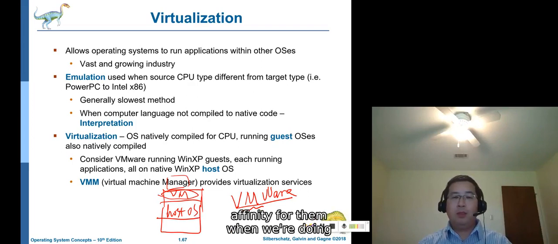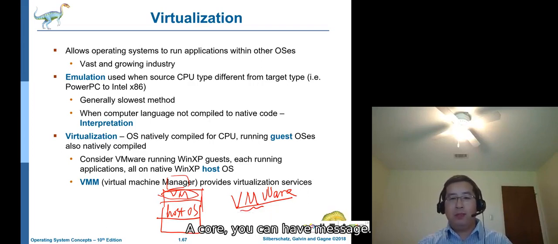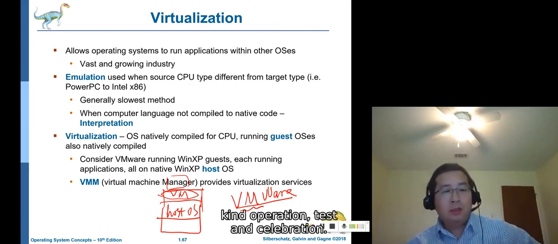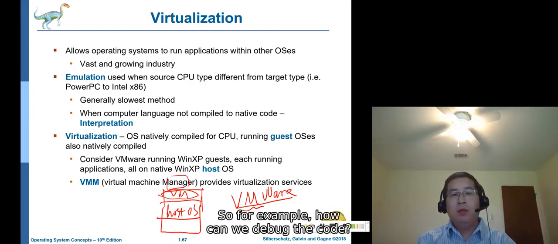interoperability. Right? For example, when you are doing messaging, you have a call. When you have a call, you get a message, like this interoperation. Sometimes we call it the interoperation test. So for example, how can we debug the code?